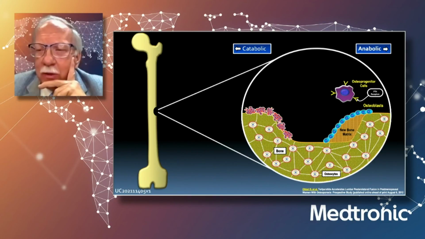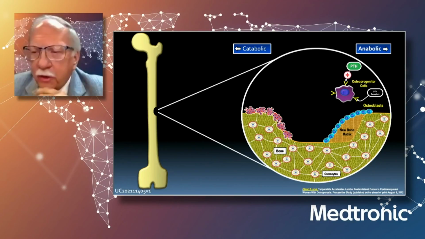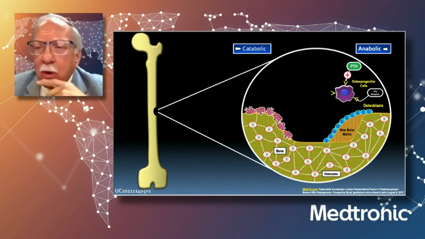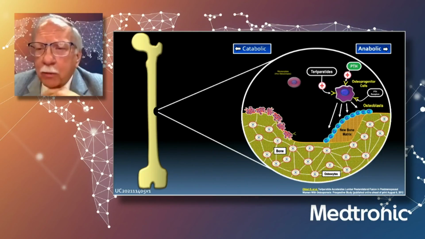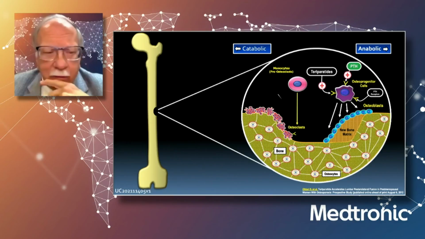So basically what you want to do is build bone using the teriparatide, which are parathyroid analogs, as you see here, or you want to actually slow bone resorption using the bisphosphonates and denosumab, as you see on the left of the screen there.